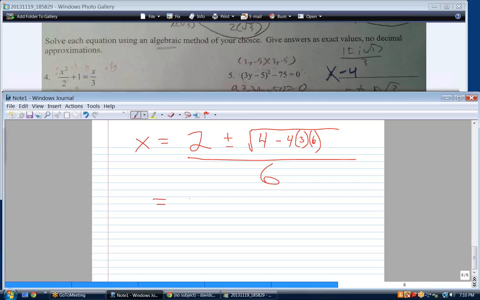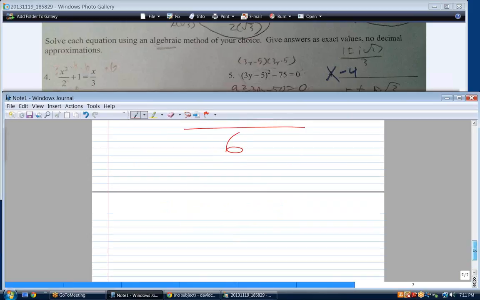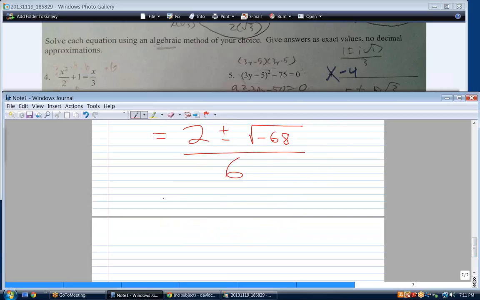Next line. Under the radical, that is -68, square root of -68, all over 6. And now we have to simplify.